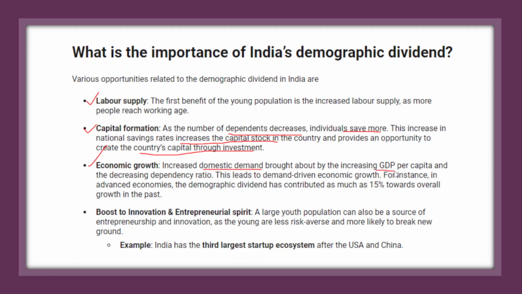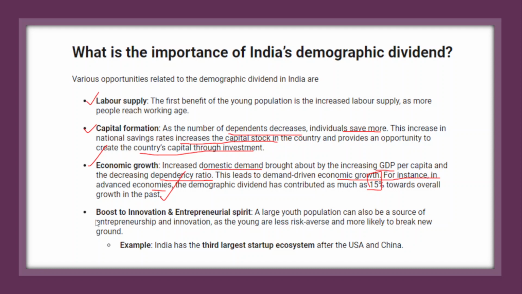Increasing domestic demand will increase the GDP per capita while decreasing the dependency ratio. So this leads to demand driven economic growth. For instance, in advanced economies, for example the Western economies, the demographic dividend has contributed as much as 15% towards their growth in the past. So all those developed countries we see in the West developed to that stage because of better utilization of their demographic dividend. So if we utilize our demographic dividend in a better manner, then India can also achieve significant growth.